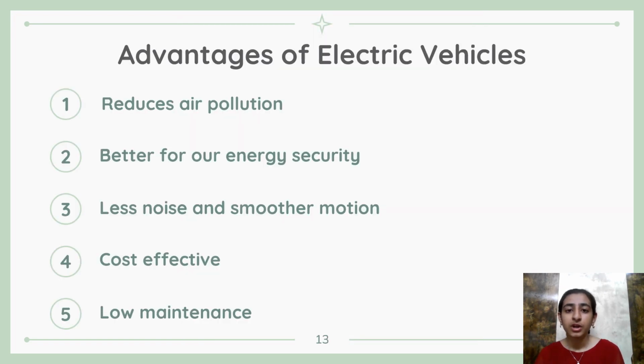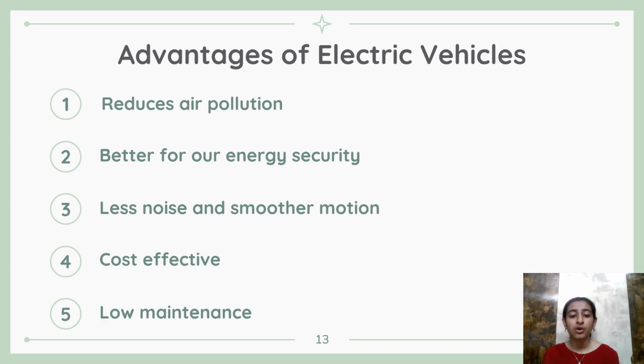So now let's talk about some of the advantages of electric vehicles. First, we have reduced air pollution. Since electric vehicles do not use fuel for combustion, there are no emissions or hazardous exhaust gas. Vehicles that run on fossil fuels contribute significantly. Next, we have better energy security. Rapid adoption of electric vehicles would help reduce India's crude oil import.